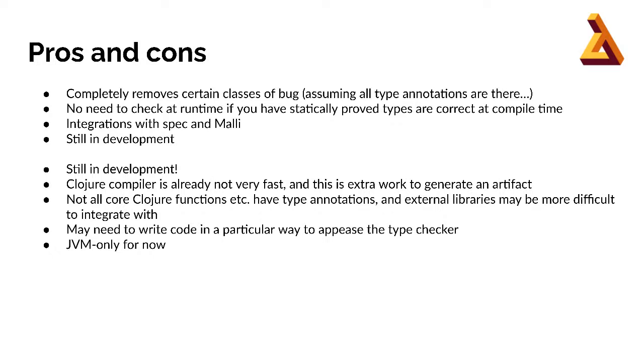There are integrations to Spec and Malli if you want to use them. It's still in development. It seems like active development to me, but the downside is it's still in development. It's been going for at least, I would say, at least 6 years, I think, and it's still in development because it's not easy to build a static type checker onto Clojure. It's not very fast. In fact, it's quite slow.